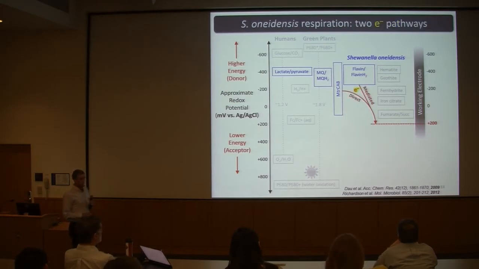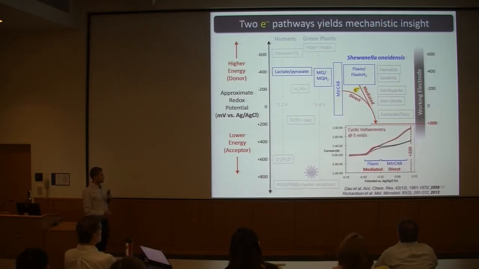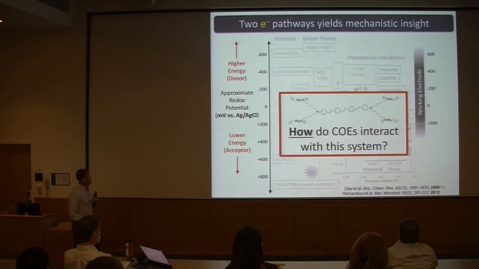What's really important about S. oneidensis is that it does have these two mechanisms, and they show up independently of each other in voltammetry. So if you look at the flavin-mediated electron transfer, it resides at a potential a little bit lower than the direct electron transfer. And so we actually see conjugated oligoelectrolytes boosting some electron transfer there as well. So the question I'm going to get into is how COEs interact with this system.